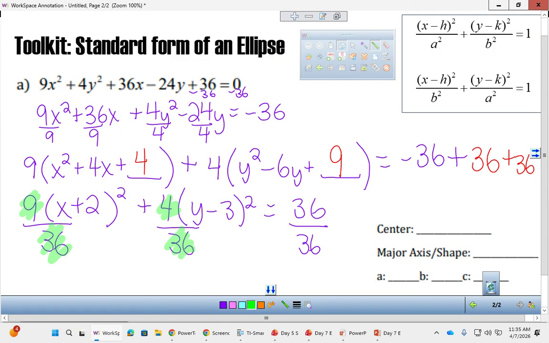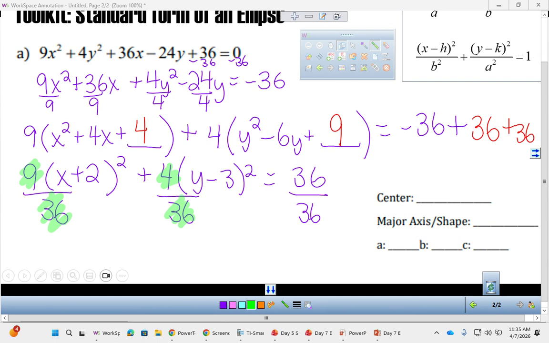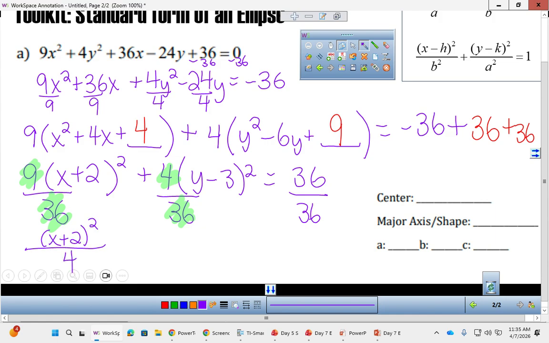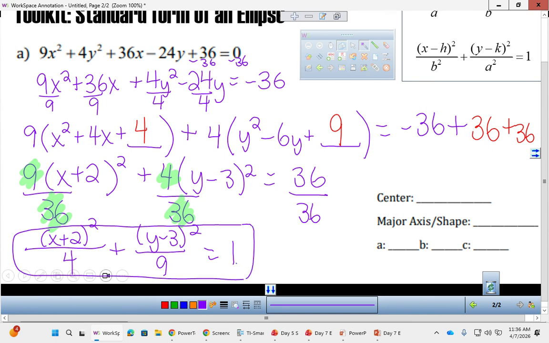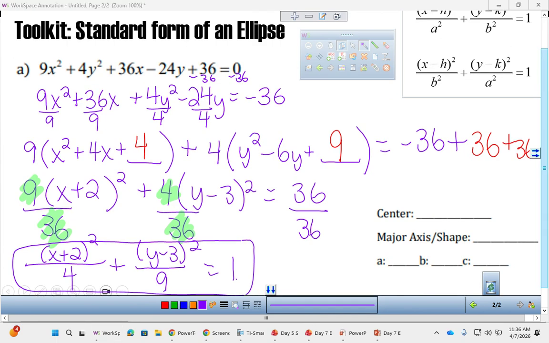So my standard form ends up looking like this. x plus 2 squared over 4, since 9/36 was 1/4. I'm not writing the 1 on the top, I'm just writing the 4. So that takes care of the first part, plus y minus 3 squared over 9, since 4/36 was 1/9, I'm just not writing the 1, equals 36 divided by 36, which is 1. Now I have what's called standard form. Now it looks like this.